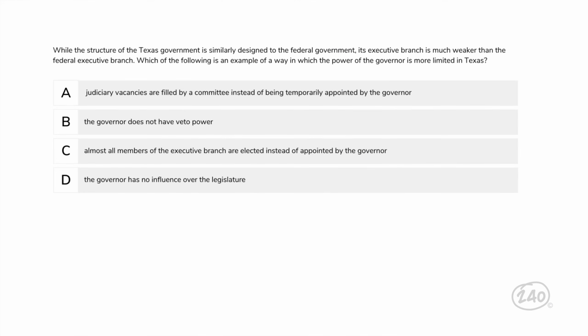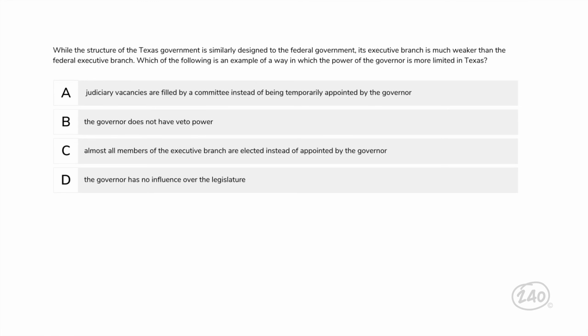Remember how I said that this test likes to make you compare and contrast federal and state government structures? Well, this is one of those, so let's check it out. While the structure of the Texas government is similarly designed to the federal government, its executive branch is much weaker than the federal executive branch. So, which of the following is an example of a way in which the power of the governor is more limited in Texas? Okay, this is a tricky one because you need to know things about both the federal and state government structures and separation of powers.